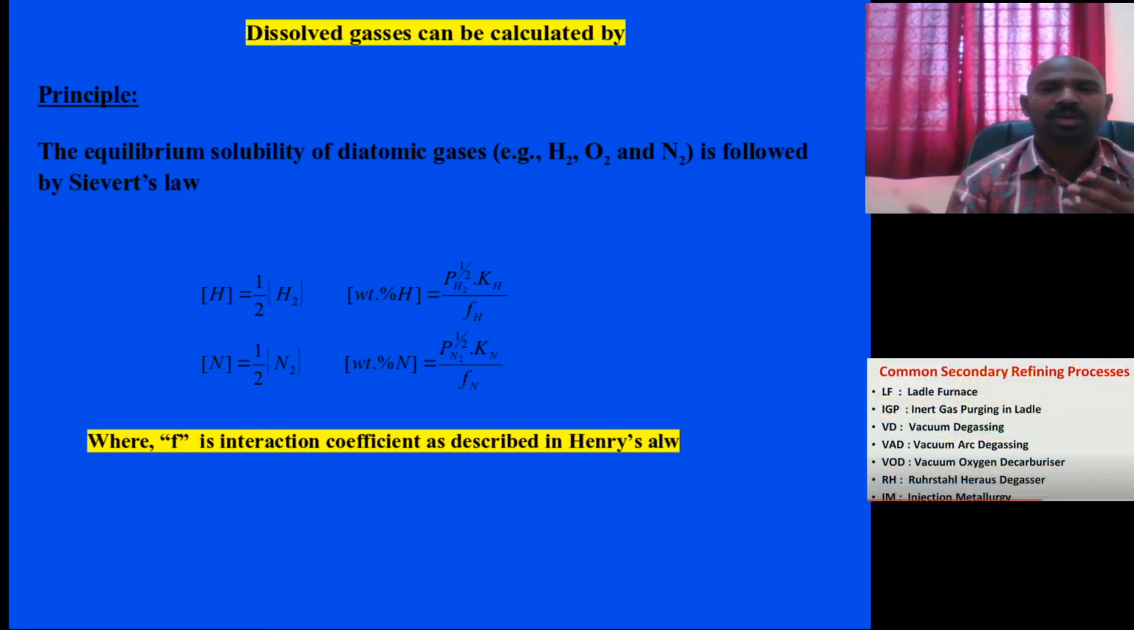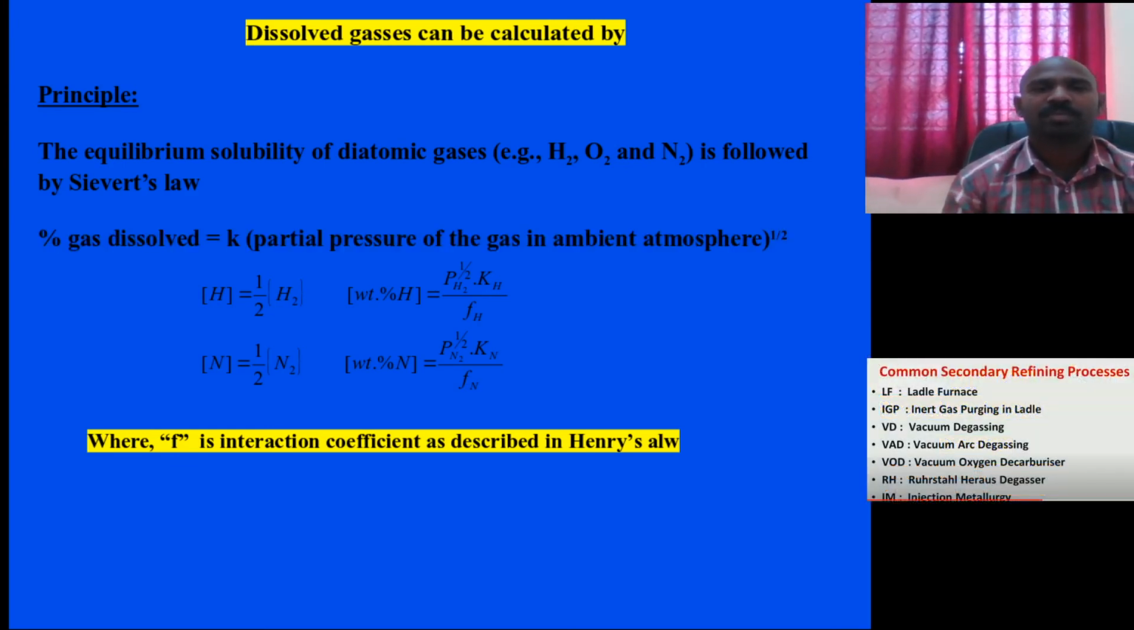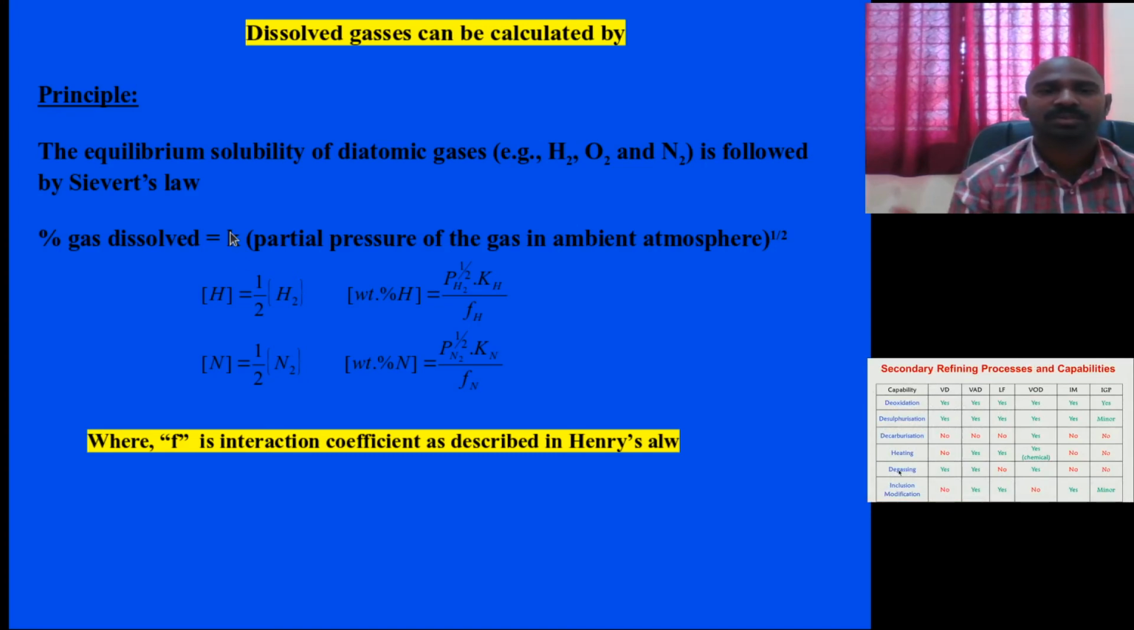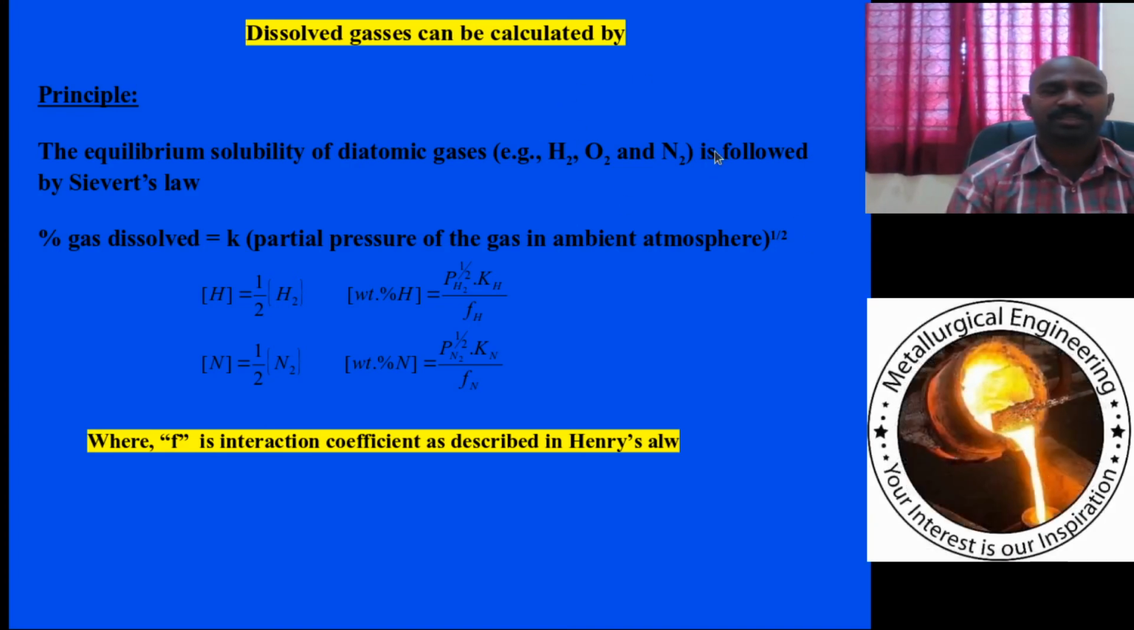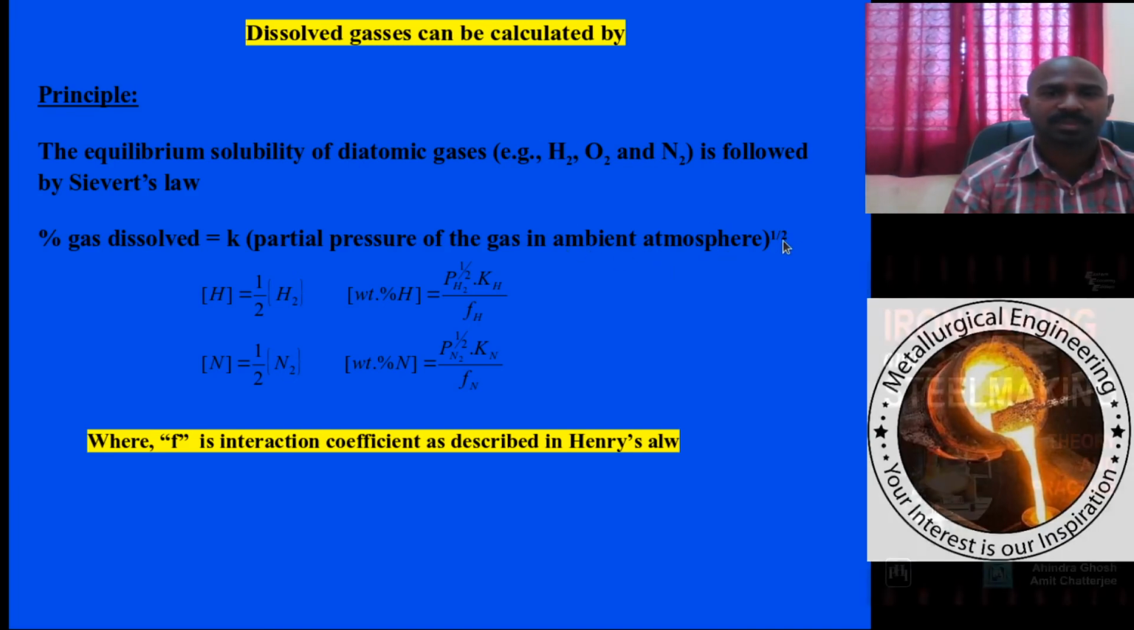How do you calculate? Sievert's law suggests that the percentage of gas dissolved in the molten steel is equal to K times the square root of the partial pressure, where K is the equilibrium constant. Since these are gaseous at ambient temperature, even oxygen and nitrogen enter while pouring or tapping from the LD converter or EAF to the ladle. So there is a chance, and this excess needs to be reduced. Since it is the ambient atmosphere, it will be reduced by the square root.